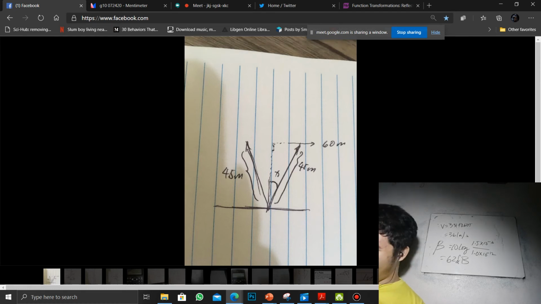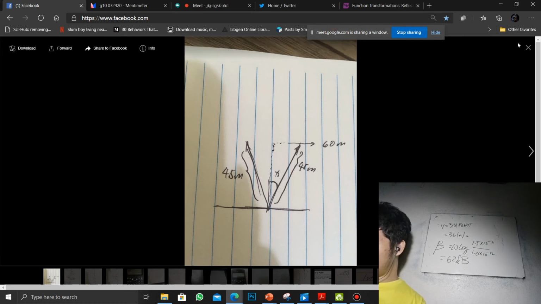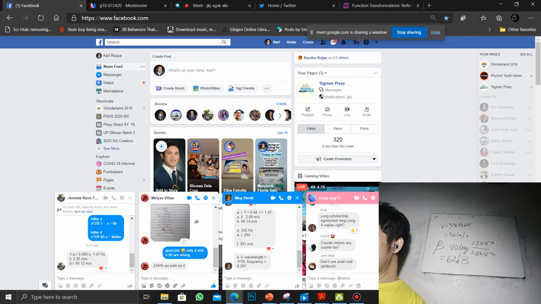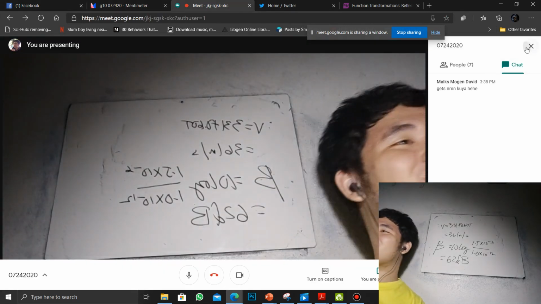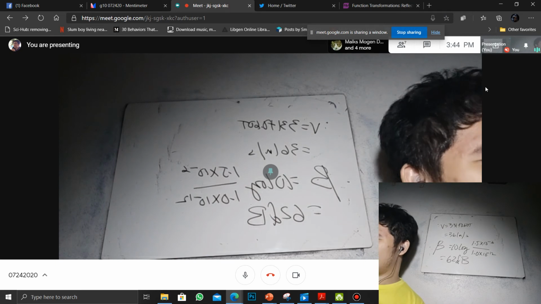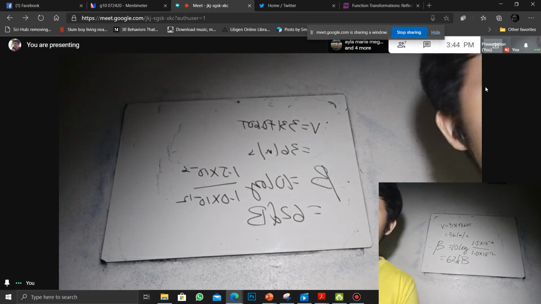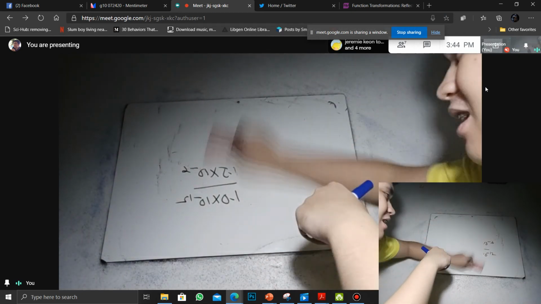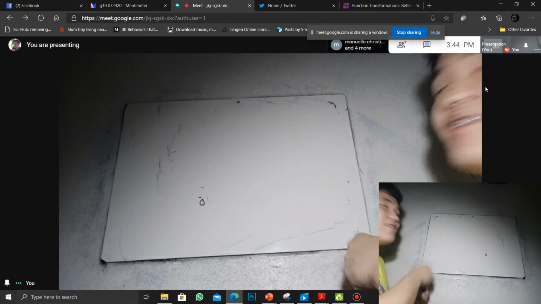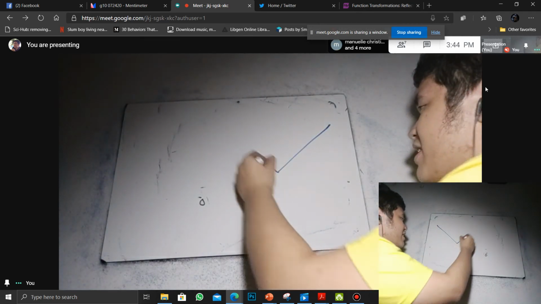Hindi ba 45 cosine, hindi ba dapat 60? Okay, okay. Sige, let me draw the figure. Pagkakamali ko rin yon. Dapat 60 meters away from the laser beam. So, what does this mean? Oh, then ito yung drawing sa letter A. Ako rin, pagkakamali ko rin yun. Sige, thanks for telling me, no?